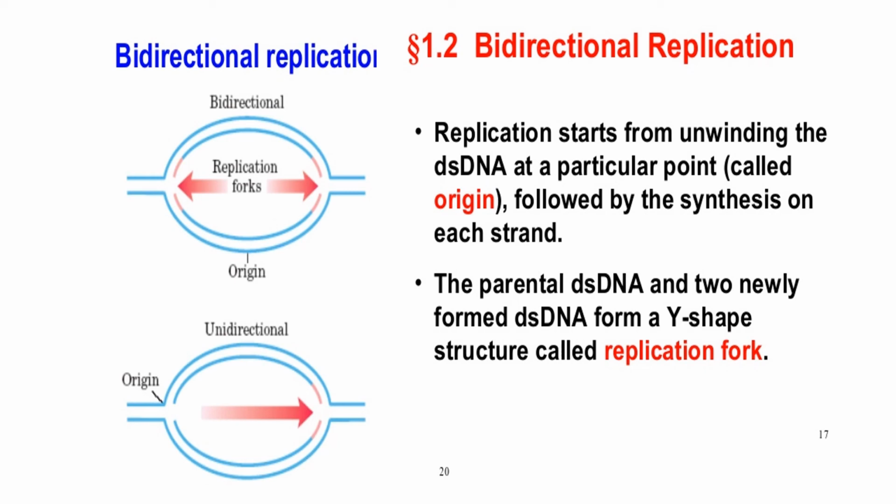If replication starts from unbinding of the double strand at a particular point called the origin, followed by synthesis on each side, then it is called bidirectional. The parental double-strand DNA and two newly formed double-strand DNA form a Y-shaped structure called the replication fork.